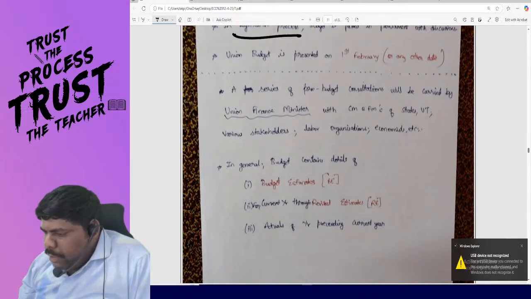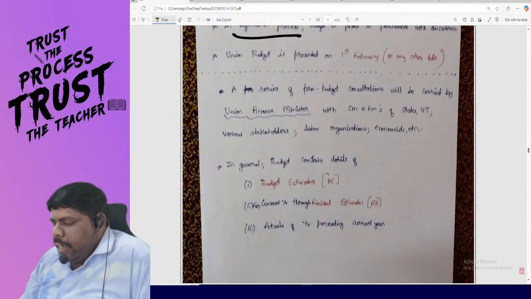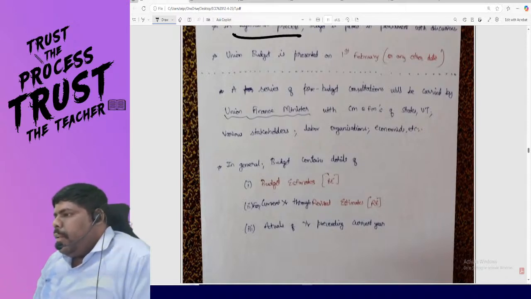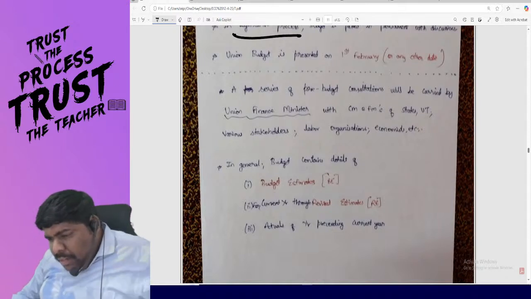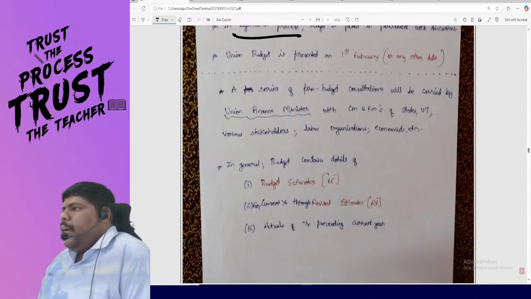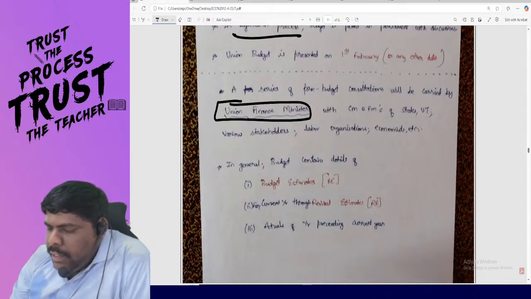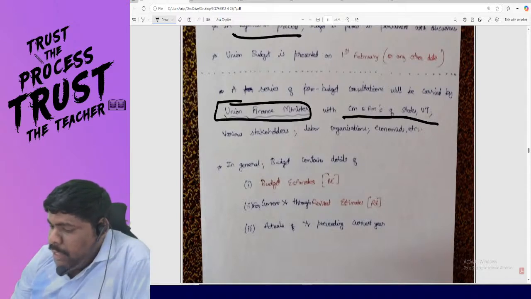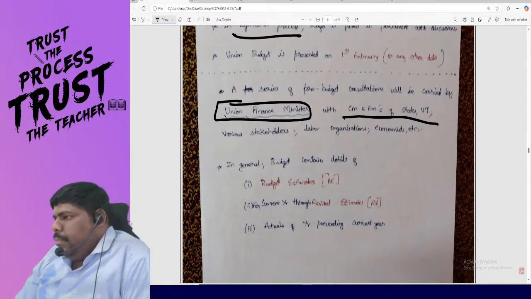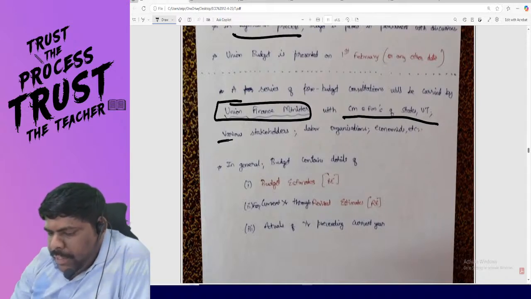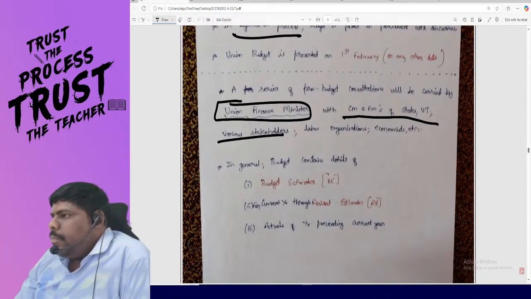See, as I have already told, the budget will be presented right at the time of 1st February. So, one month or two months prior to this, there will be a meeting of the finance minister with the chief minister and finance minister of every state, various stakeholders. Based on that only they will be preparing the budget.